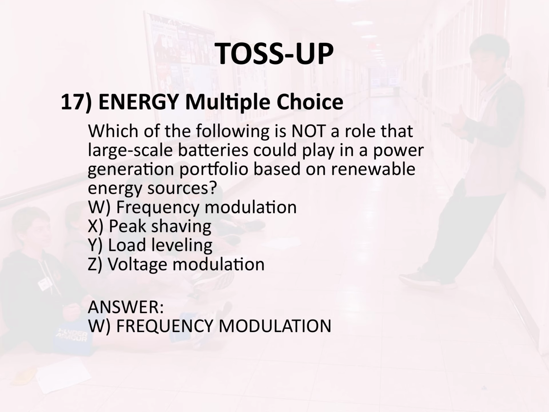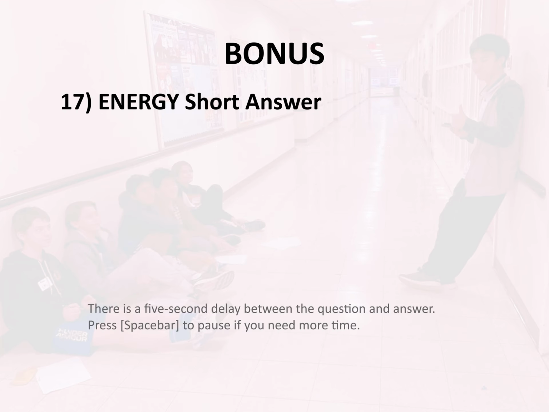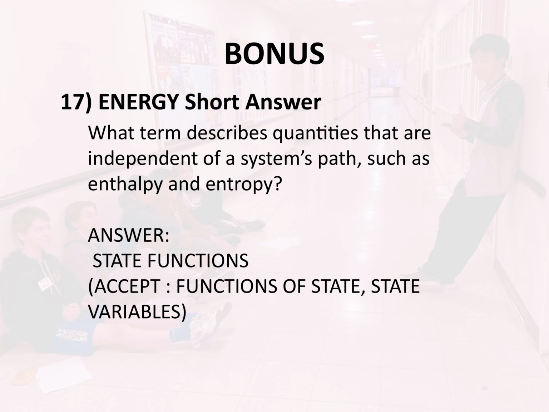Answer. W. Frequency modulation. Bonus 17. Energy short answer. What term describes quantities that are independent of a system's path, such as enthalpy and entropy? Answer. State functions.